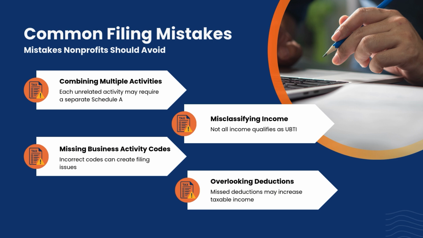Mistake number 3. Forgetting business activity codes. The IRS requires organizations to include the appropriate NAICS business activity code. Mistake number 4. Missing deductions. Organizations sometimes overlook allowable business expenses that can reduce taxable income.